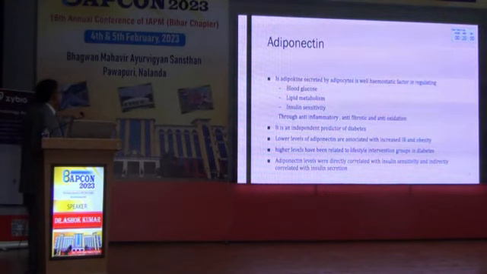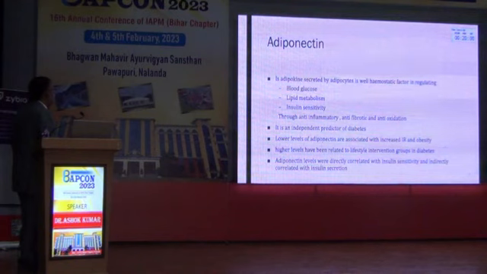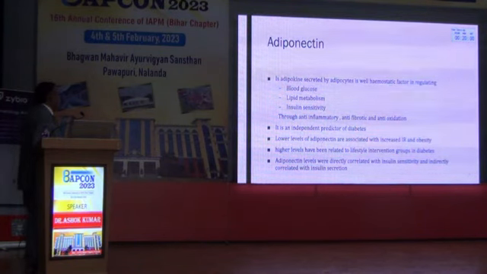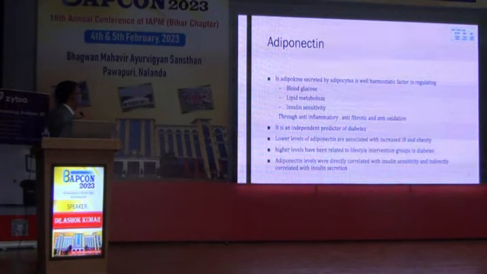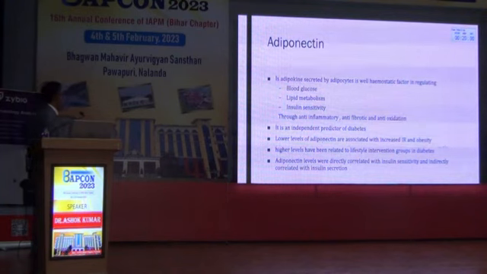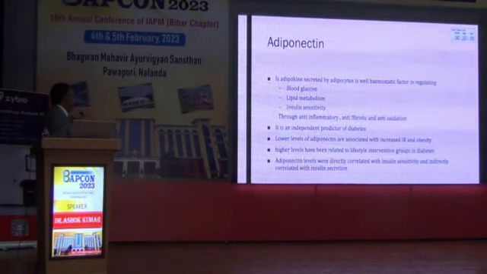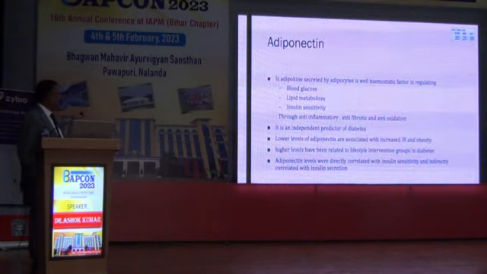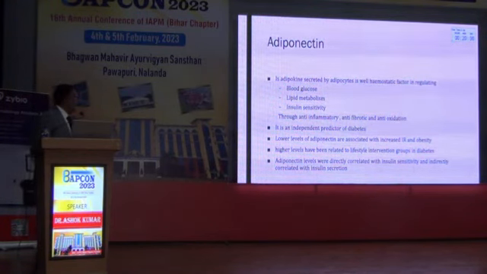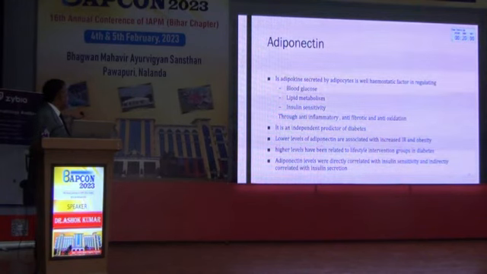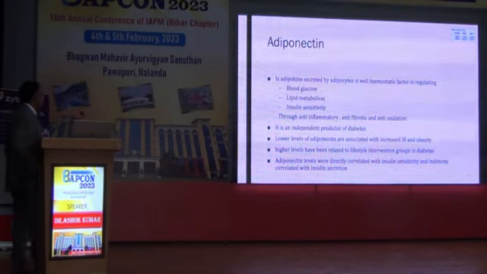Adiponectin is an adipokine secreted by adipocytes. It is a homeostatic factor regulating blood glucose, lipid metabolism and insulin sensitivity through anti-inflammatory, anti-fibrotic and antioxidant action. It is an independent predictor of diabetes. Lower levels of adiponectin are associated with increased insulin resistance and obesity. Higher levels have been related to lifestyle intervention. Adiponectin levels are directly correlated with insulin sensitivity and indirectly correlated with insulin secretion.